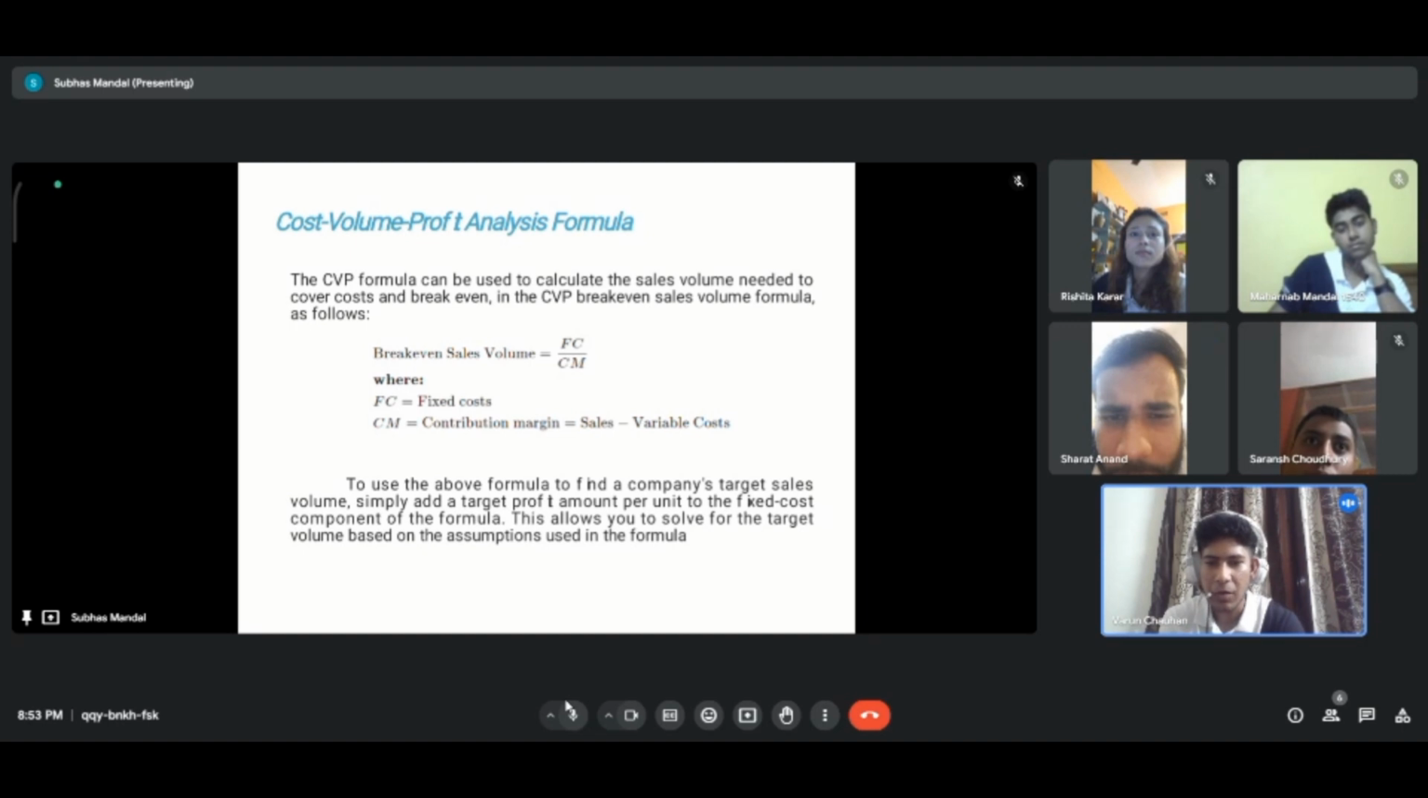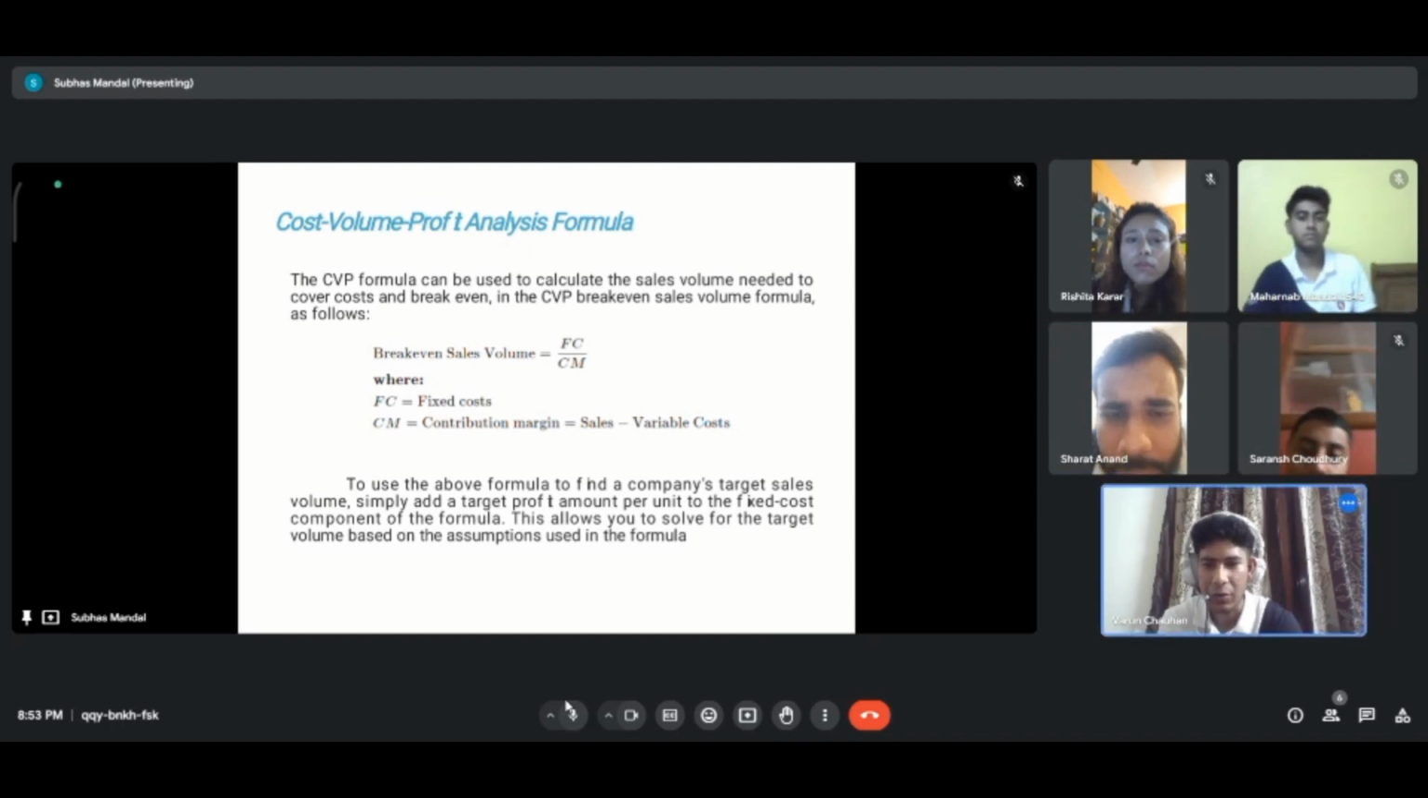To use the above formula to find a company's target sales volume, simply add a target profit amount per unit to the fixed cost component of the formula. This allows you to solve for the target volume based on the assumptions used in the formula.